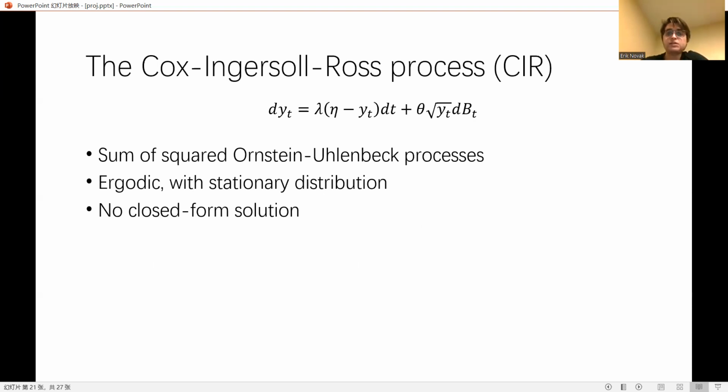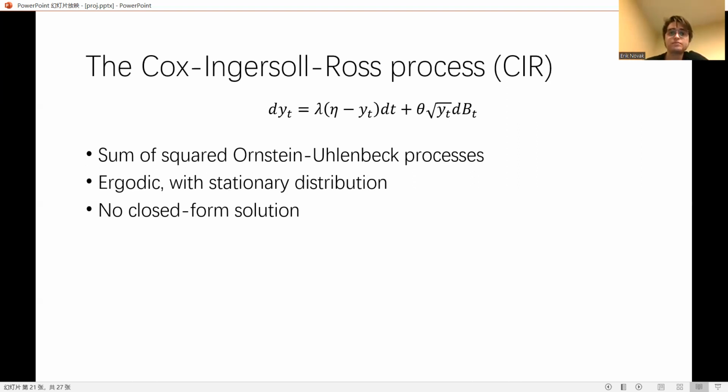So first of all, it's the sum of the squared Ornstein-Uhlenbeck processes, which is just an interesting situation, and it's somewhat reminiscent of the idea of how chi-squared is the sum of the squared normal variables. It's also ergodic with a stationary distribution, and unfortunately, it doesn't have any closed form solution, which you might think is a weakness, and indeed it is, but it has certain important properties that compensate for this particular weakness.